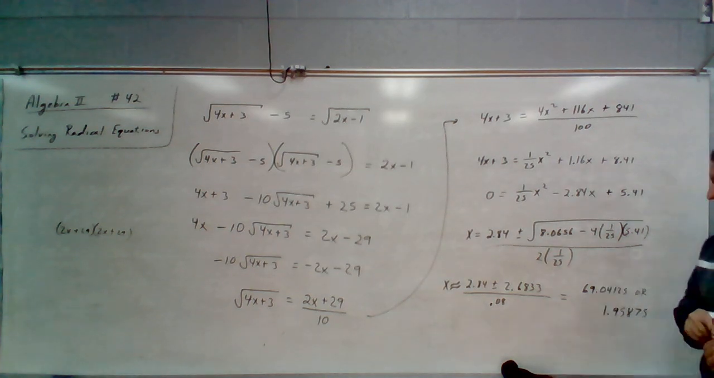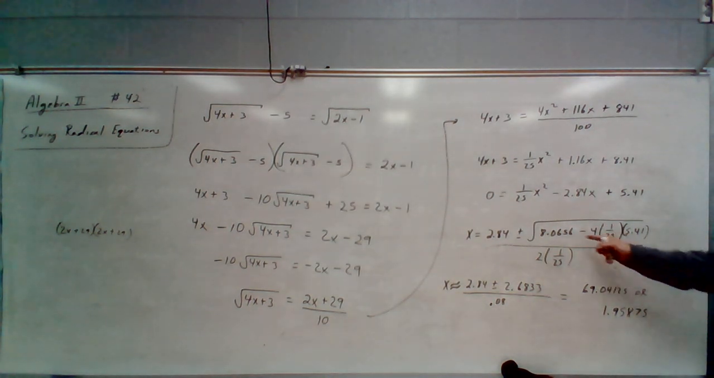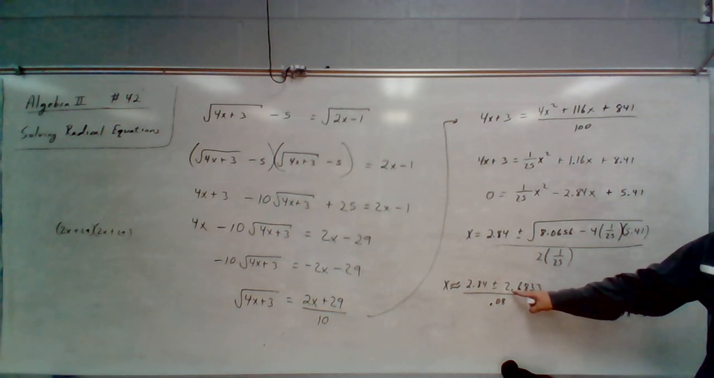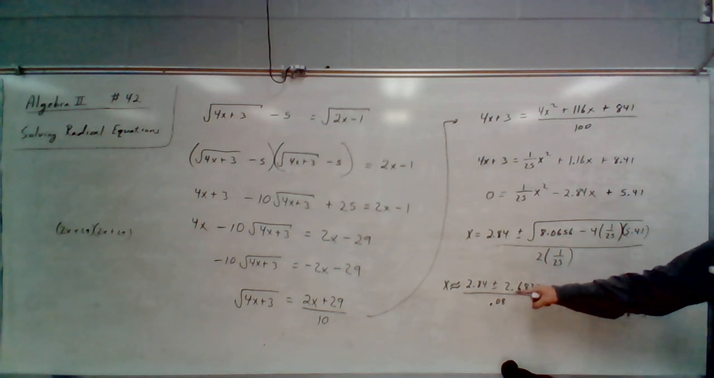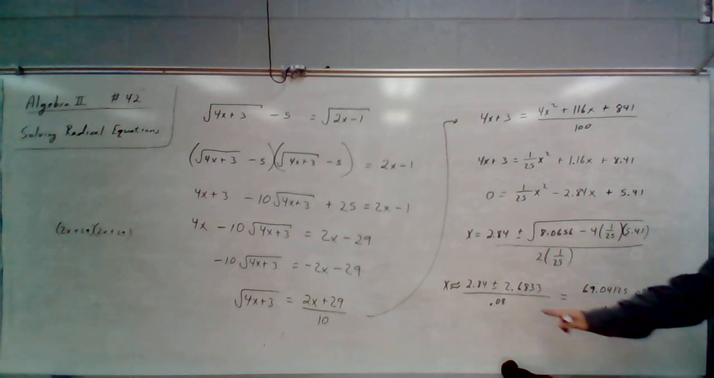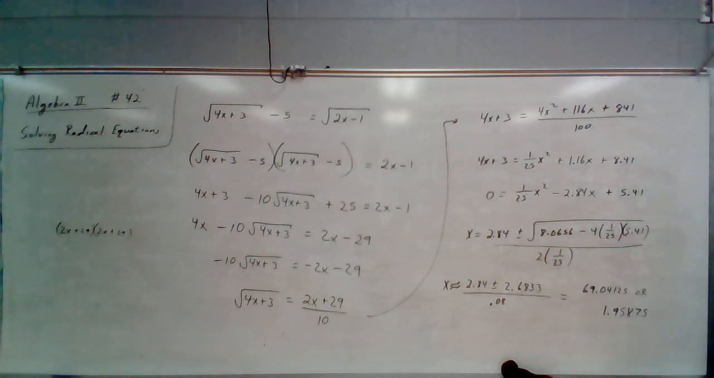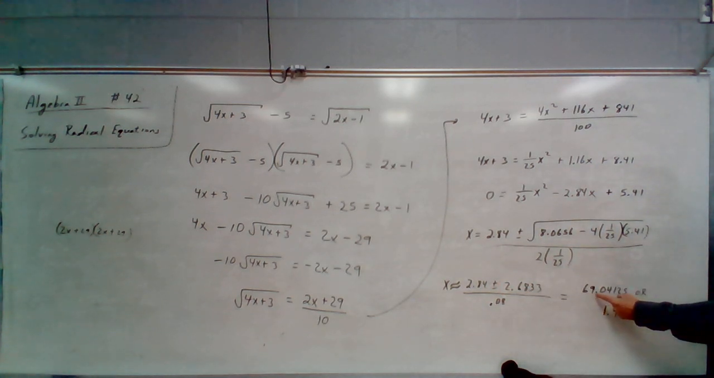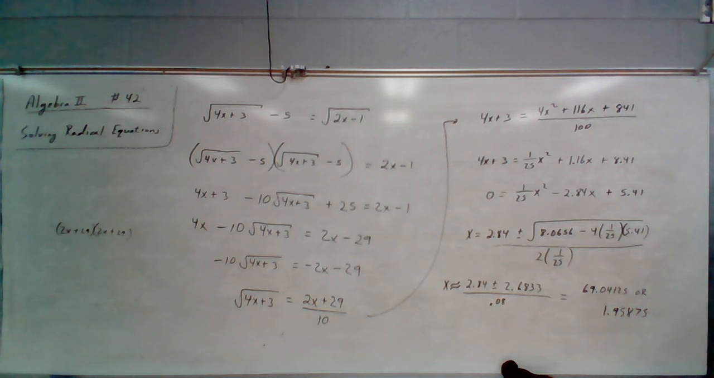All right, so I talked to my calculator a little bit here, let it do all this work for me. And I got 2.84 plus or minus 2.6833 approximately right here. So when I did all this, I got 2.6833 divided by 0.08, which is 2 times 1/25. Asked my calculator these two answers, and I got 69.04125 or 1.95875.